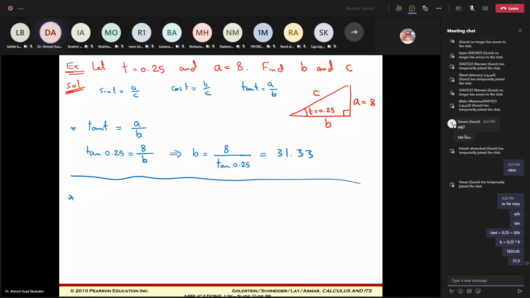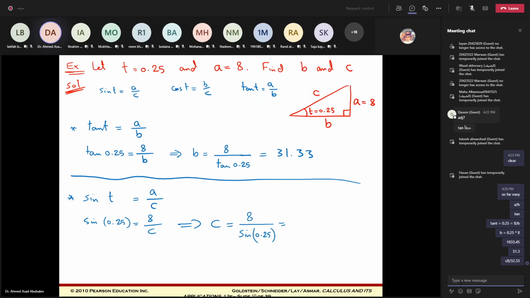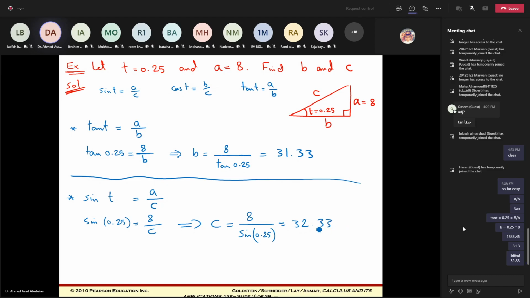Okay, if we need to find the C, which one must be used? Sine. Sine 0.25. This is equal A over C. This is the sine of T. So the sine 0.25 is equal 8 over C. So the value of C equal 8 over sine 0.25. This is equal what? 8 over sine 0.25. 32.33. Yes.